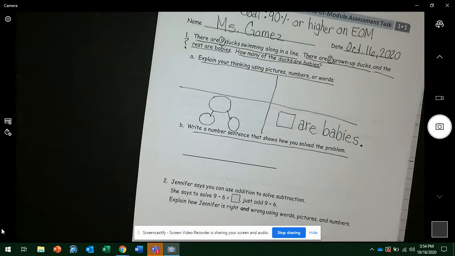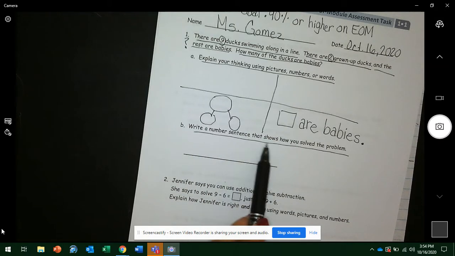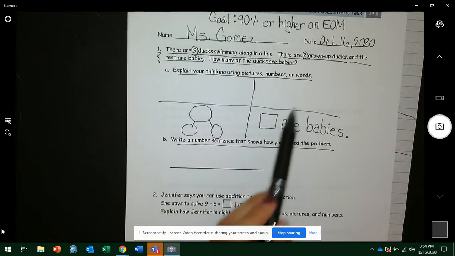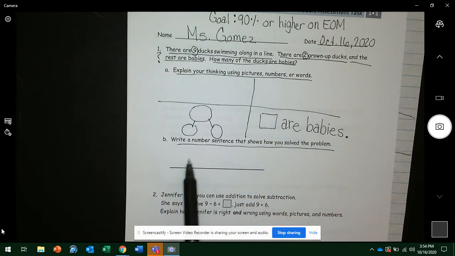So again, for part B, it says to write a number sentence that shows how you solved the problem. All you do is take the number sentence you wrote in your math T-chart, go ahead and transfer it to the line, but make sure you write it out in the line. And that is it. You're ready to move on to the next question. Press pause if you need more time.